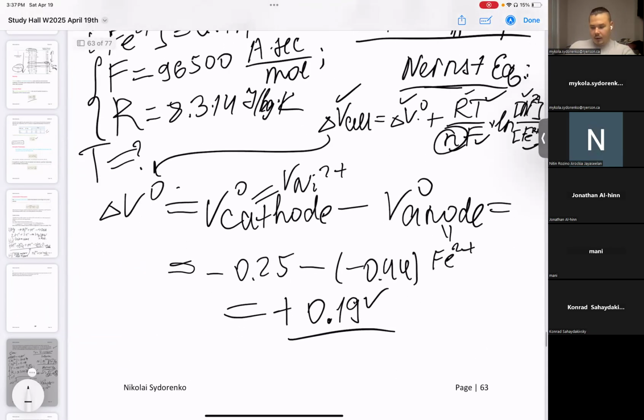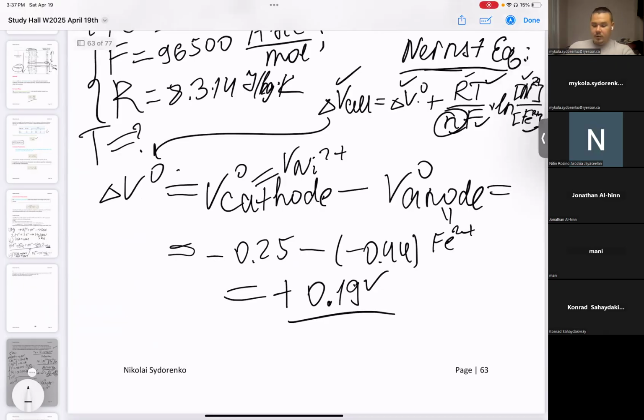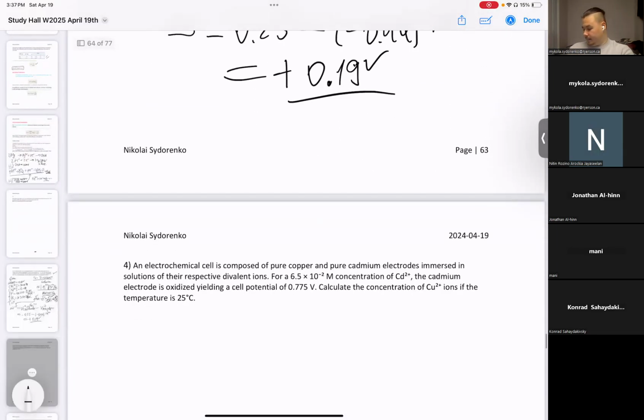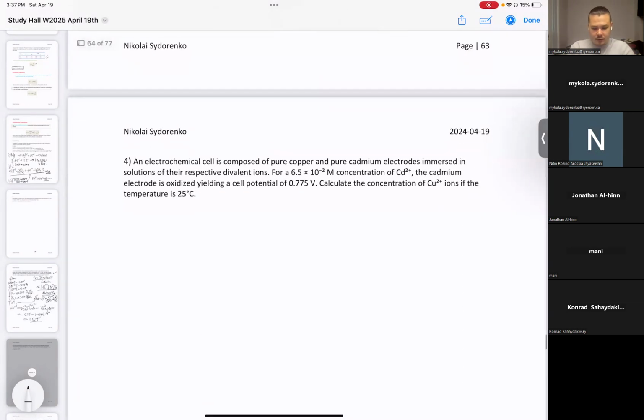But given the concentrations, we have to use the Nernst equation. Now that we know delta V naught, we need to compute the temperature. I might leave it up to you to figure it out because it's just a simple process of isolating the variables. I'm just going to give you a couple of things in the process.